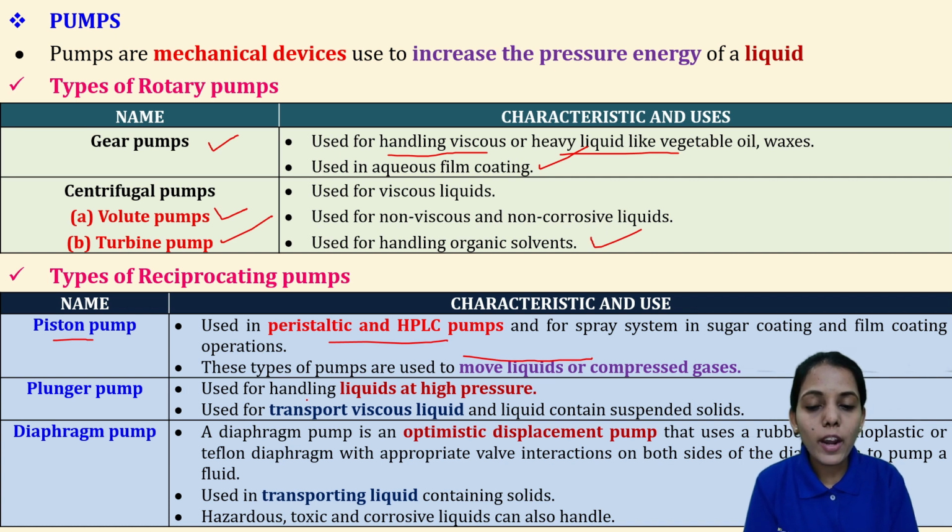Plunger pumps are used for handling liquids at high pressure. They are used for transport of viscous liquids and liquids that contain suspended solids. So some suspended solids might be present, and for that, plunger pumps are used.